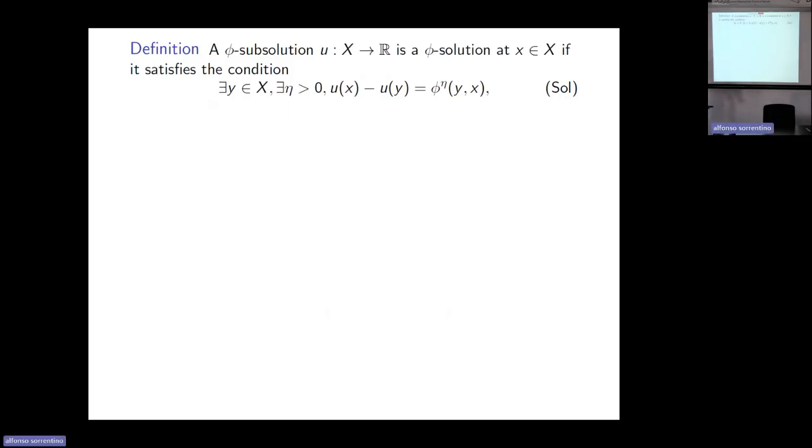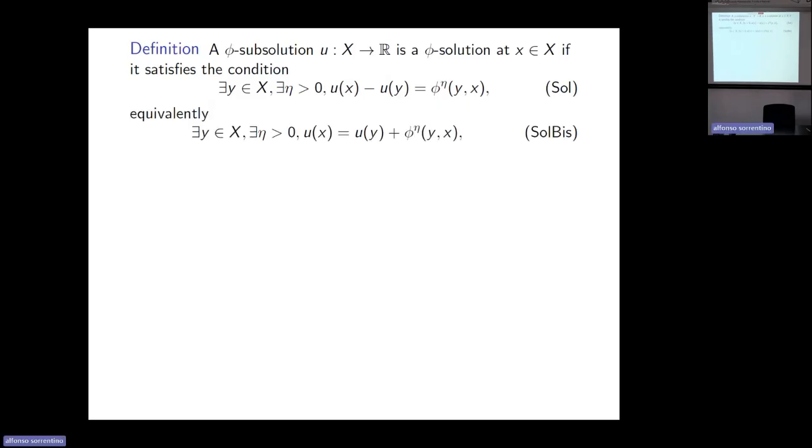So I'm not defining supersolution because, I mean, I could define supersolution by saying there exists y with large eta. But the class of functions I obtain does not correspond to viscosity supersolutions in the case where I come from a Tonelli Lagrangian. It's still useful, but it's not really the one. There are too many of them.